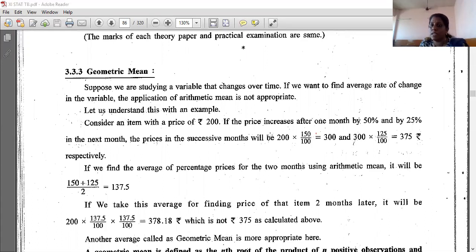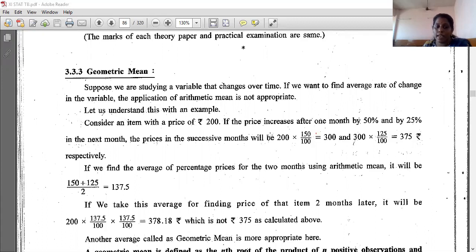Then now our price is 300. In the next month the price increases by 25%. So 300 will remain, and a 25% increase on 300. Increase means 100 plus, decrease means 100 minus. Remember this always. So 300 into 125 upon 100 comes to 375 rupees. So this is the price of our next month.